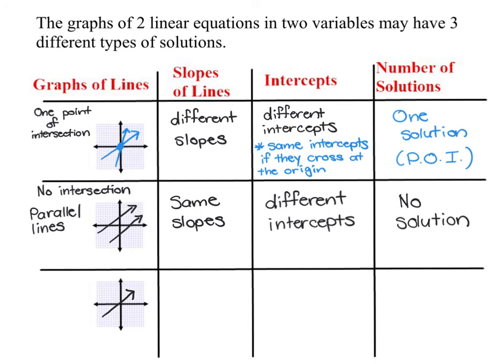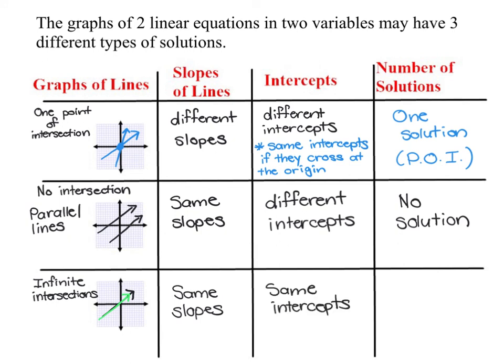Now, a third type looks like this. Here's the line, and there's the second line that basically goes along the same pathway. In this case, they're going to cross each other all the time. So there are actually infinite intersections. And notice the lines are basically the same, so they also have the same slope. And because, again, they're exactly the same, they're going to have the same x and y intercept. Now, in this case, because they're just touching each other all the time, there's so many intersections, meaning infinite solutions.